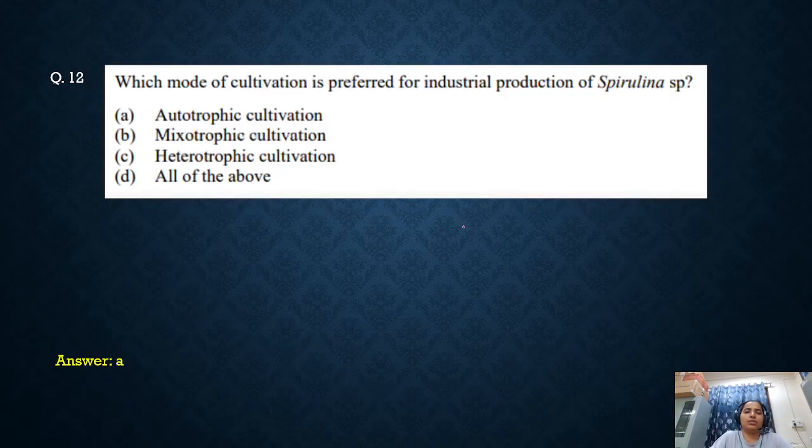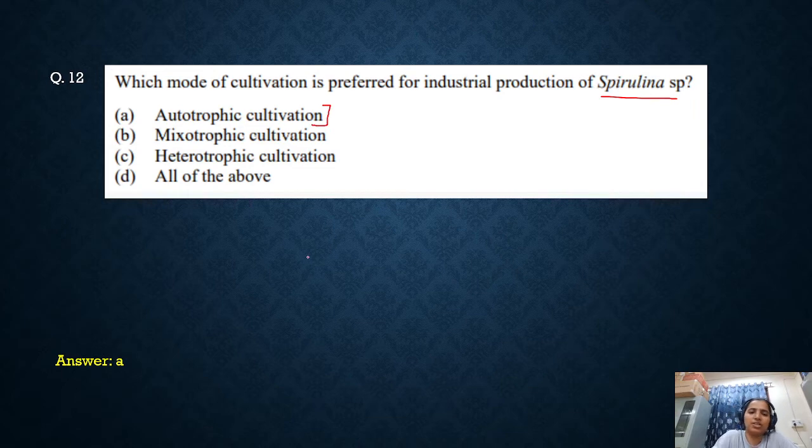Okay, coming to the next question, which mode of cultivation is preferred for industrial production of spirulina species? First one is autotrophic, second is mixotrophic, and C is heterotrophic, or all of the above. So this spirulina is also used as a feed product. So this is mainly produced by autotrophic cultivation.